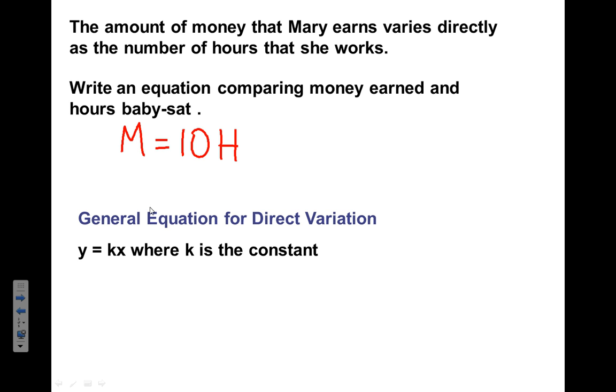Now the general equation for direct variation is y equals kx, where k is the constant. In terms of Mary babysitting, well, what doesn't change? It's the $10 per hour. It doesn't matter how many hours she babysits, she's still only going to get $10 per hour.